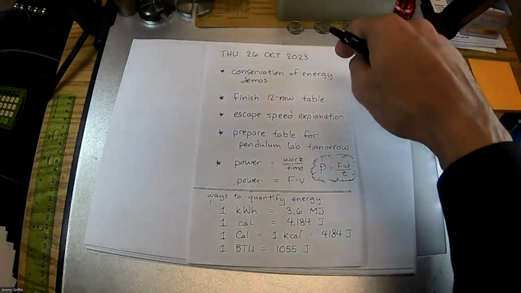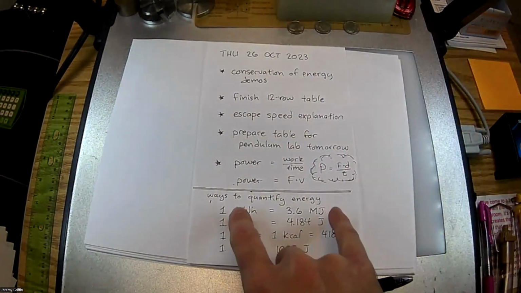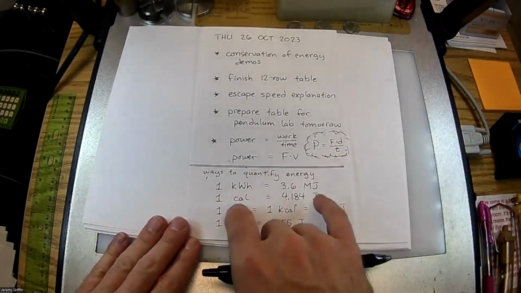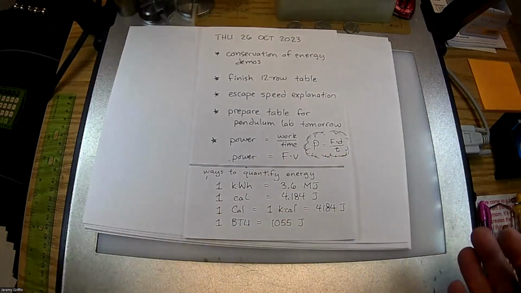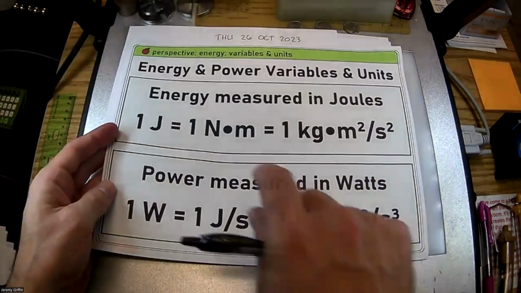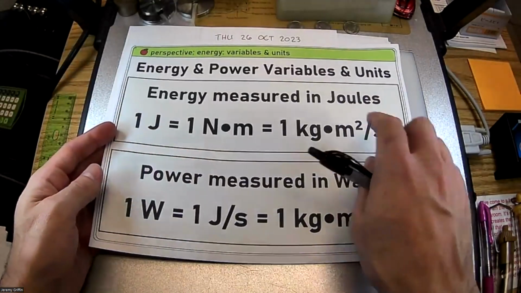Before I switch over to these demos, here are some ways to quantify energy. I mentioned this the other day, but let's tack some numbers to it. Lots of ways to measure energy. In this class, we have joules. 1 joule breaks down to these units here. That's most of what we care about.